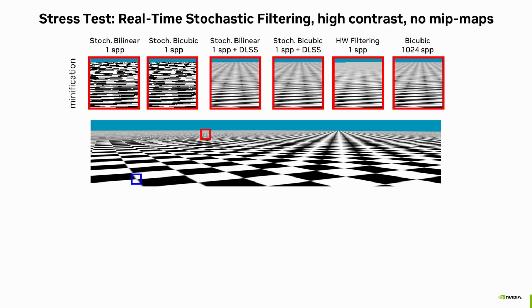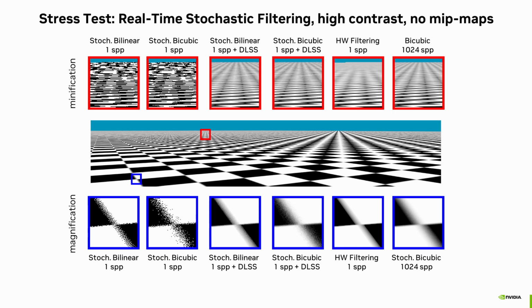We also wanted to stress test our algorithm with the most challenging high contrast and high frequency content: checkerboard and zero MIP map use. Single frames are obviously very noisy. Applying DLSS and accumulating it over a few frames removes most of the noise, but some noise and aliasing remain. However, it's still significantly closer to reference than hardware filtering. The case is similar for magnification, where single frames are very noisy and there is also residual noise after DLSS.